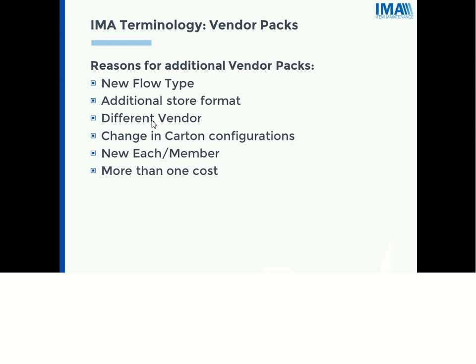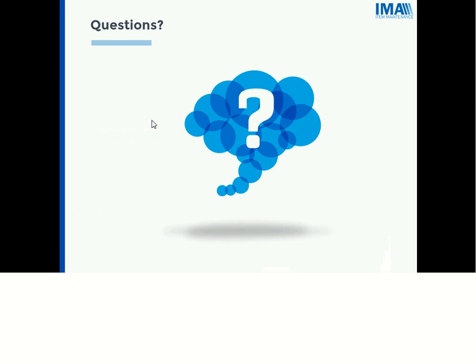And finally, if there's more than one cost. Typically, all of your vendor packs for an item have to be the same cost. An exception would be if we've been selling your product in the 48 states, and we decide we want to start selling it in Hawaii or Alaska, or maybe even Puerto Rico. Well, most likely, because of the location of those places, the cost would be higher. So it would need its own vendor pack with its own cost. So any questions so far on vendor packs?